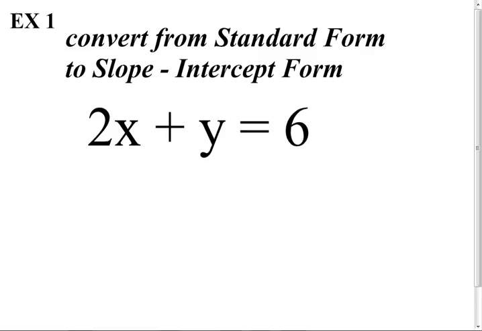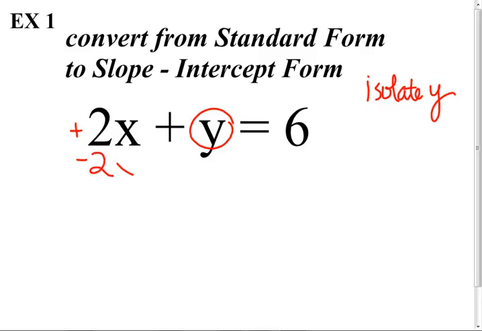If somebody wants to come up and do it, we do a lot of that in the other class, where students actually come up and do it. I want to get y all by itself. So we're going to isolate y. Solitary confinement. I like to circle what I want alone, and that's the one. Then I know right away I don't want to move the y, I want to move the x's. And how do I get rid of a positive 2x? Minus 2x. And this is when I fell in love with algebra.